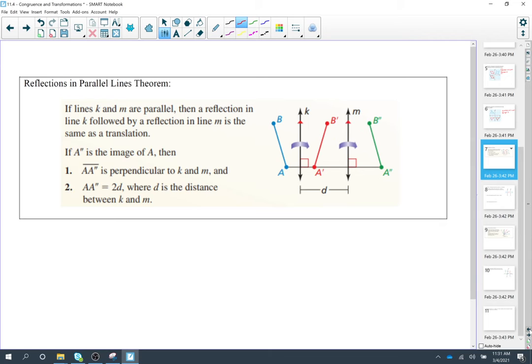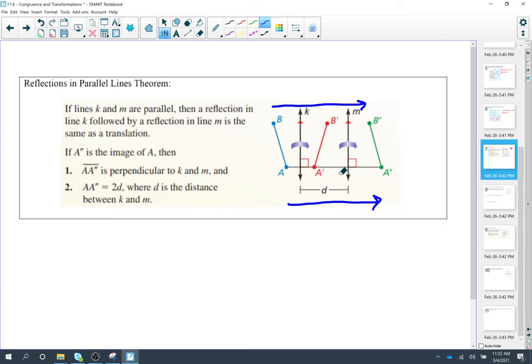So take a look at your blue line. Notice if you reflect it, you get B, which is your red line. But if you reflect it again, you get the green one. Do you notice that really from the blue one to the green one, all you would have had to do is just slide it over? So two reflections over parallel lines is the same as if you were to just translate it or slide it over.